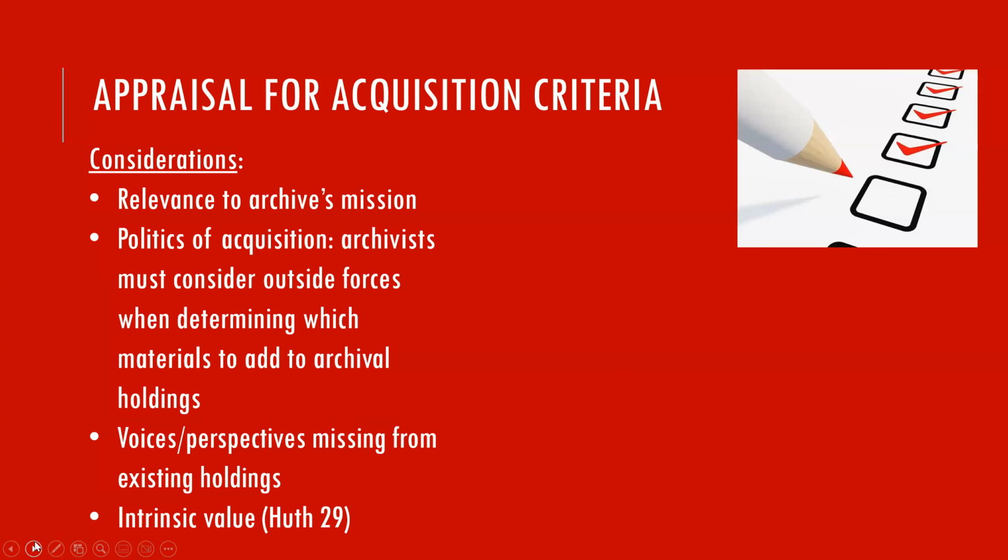And finally, this idea of intrinsic value, that there are different characteristics about records that are worthy of being appraised on. So like a connection to a famous person, aesthetic qualities, maybe a rarity of format. If you look at the discussion about intrinsic value that Huth has on page 29, a lot of these intrinsic values can be pretty subjective, but it might be something that archives can consider from time to time.